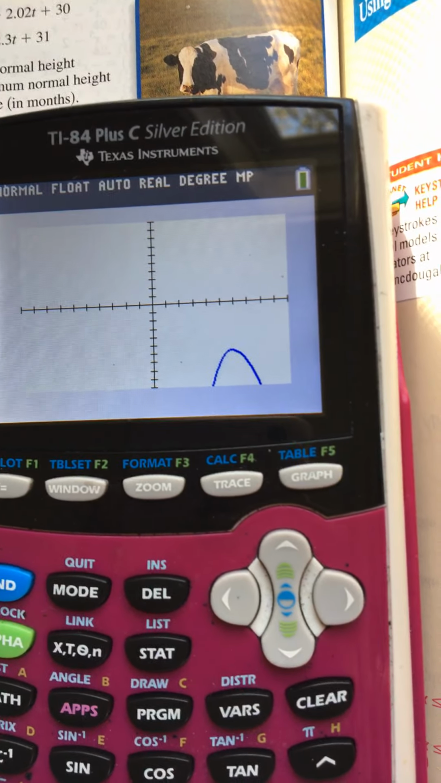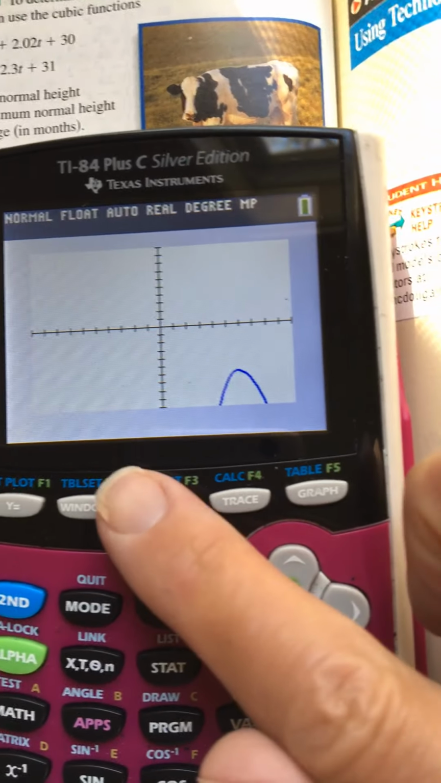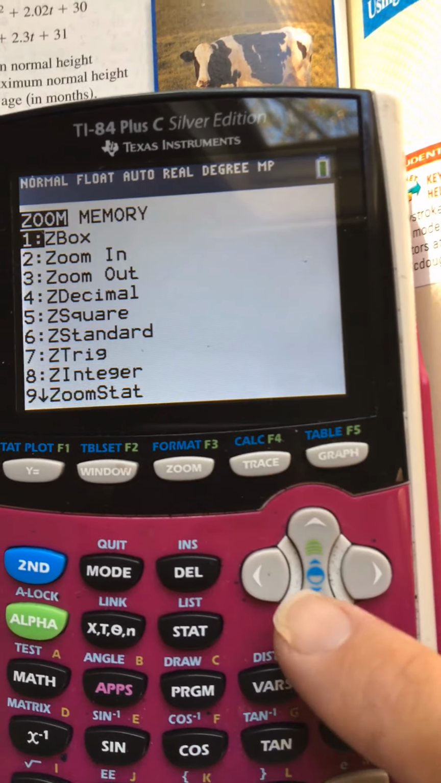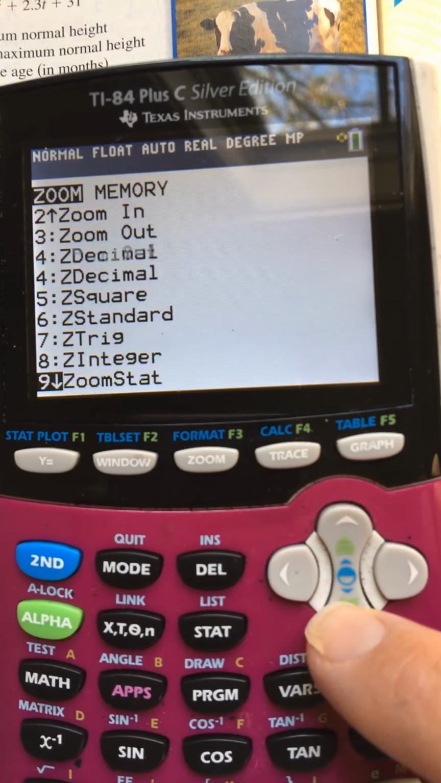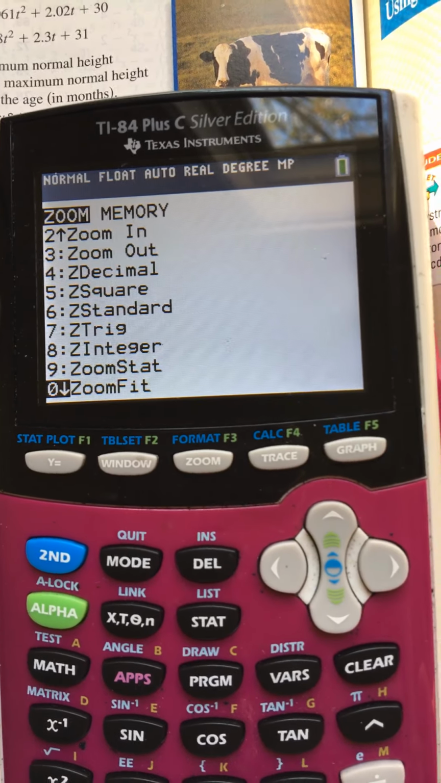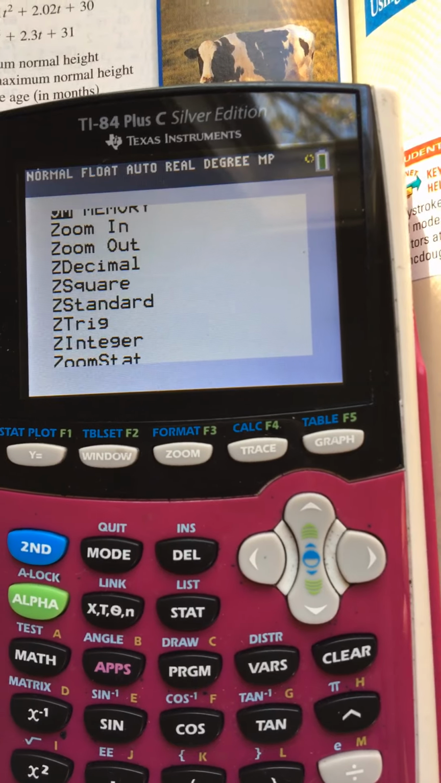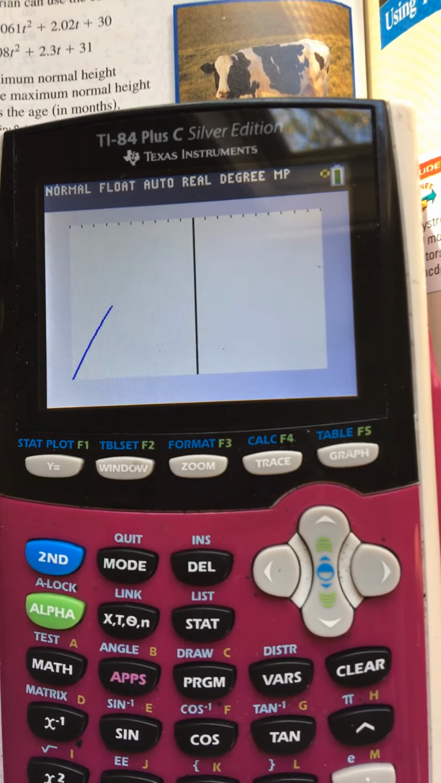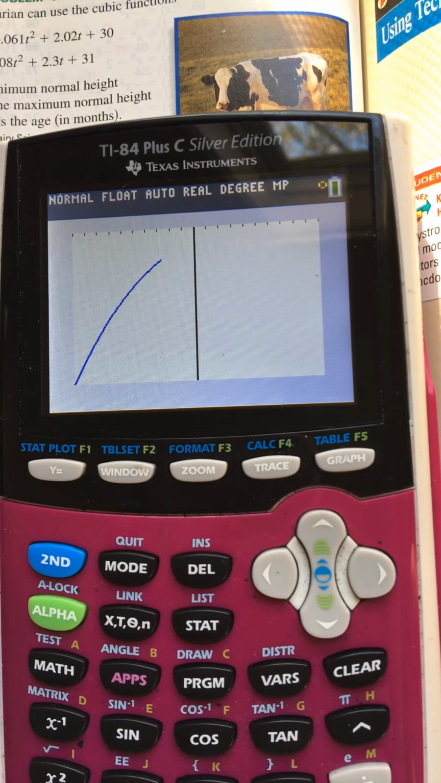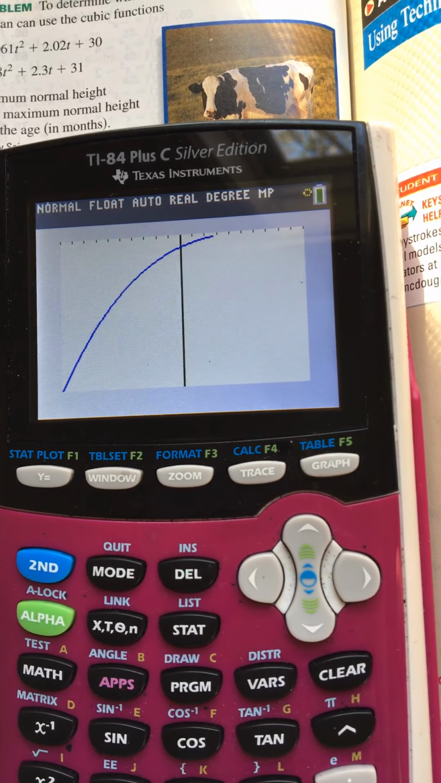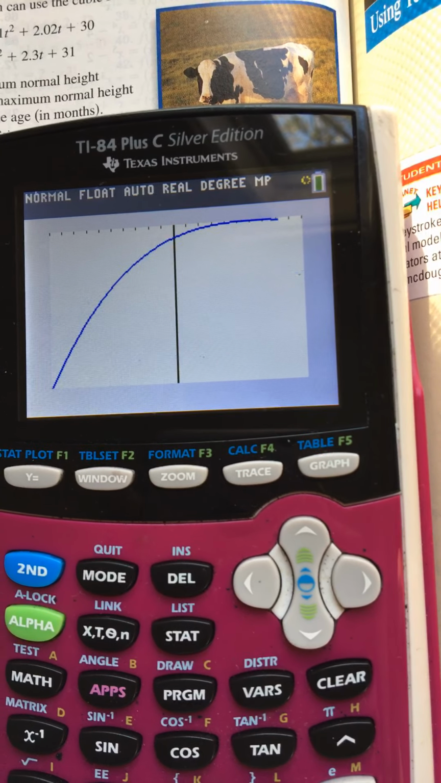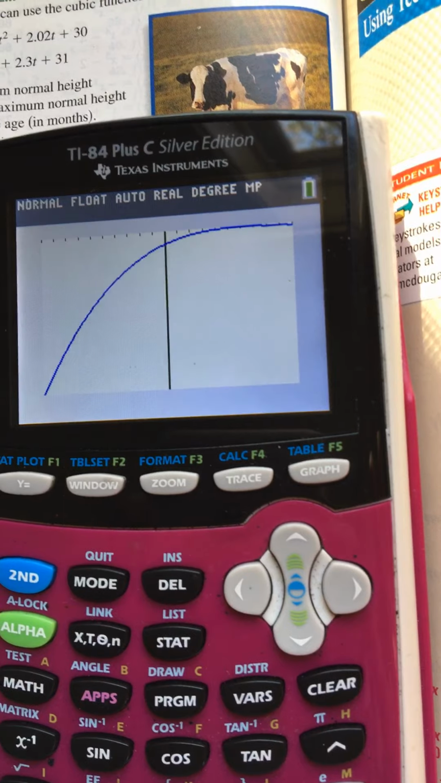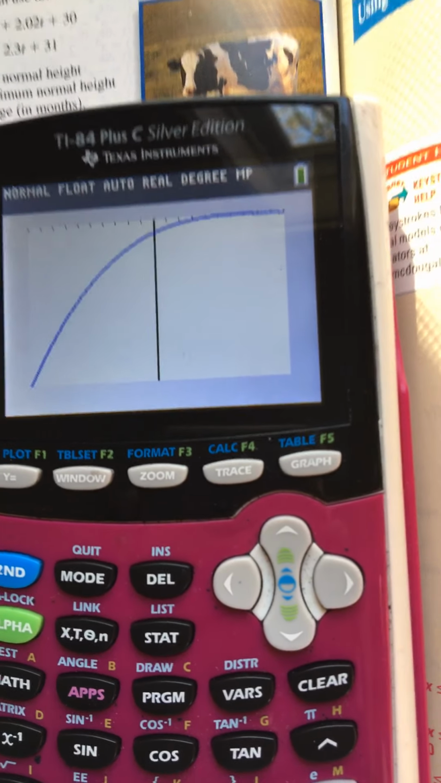But that's not true. So another thing you can try if it's not showing up is you can hit this zoom button and go down to zoom fit. And sometimes that will give you a good window. So I arrowed down to that, and now I'm going to try it again. And this time I got a little bit more sight here, but it's really not giving me what I want. What I want is to back up enough that I can really see the shape of this thing.